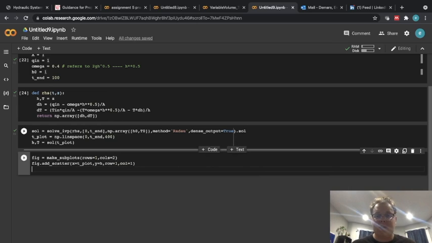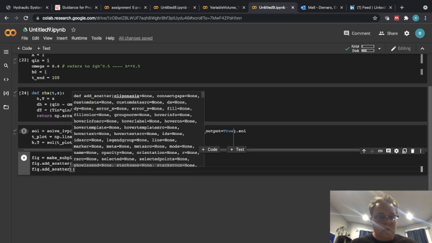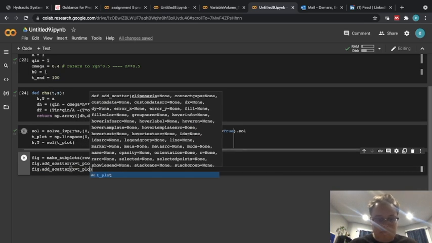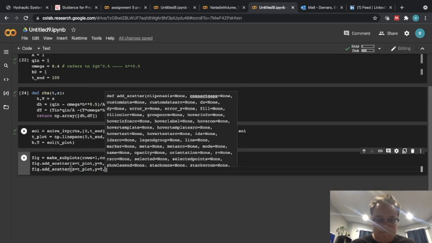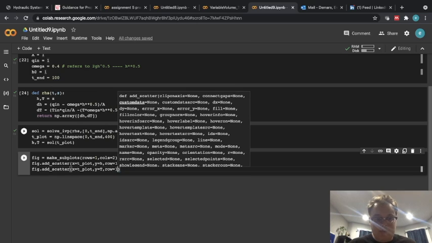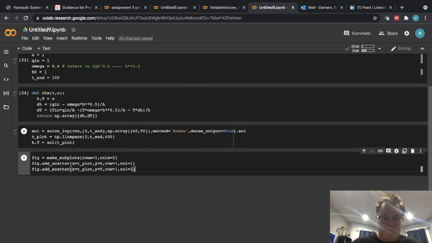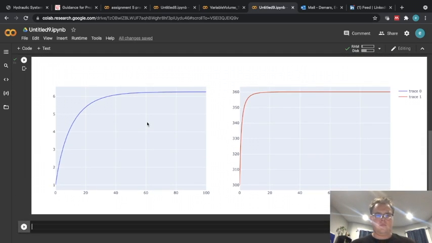And then the same exact thing, making my second scatter plot for temperature. So fig.add scatter. My x is still going to be my plotted time, so t_plot. Y is now going to be equal to temperature. The row is still going to be 1, and the column now is going to be 2. So shift enter. And there we go.